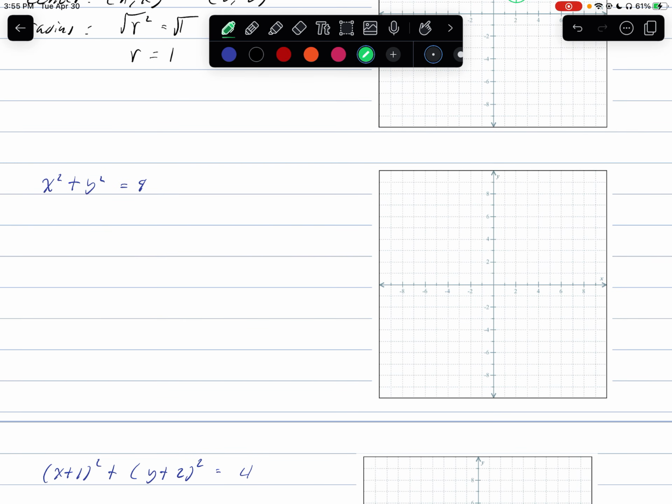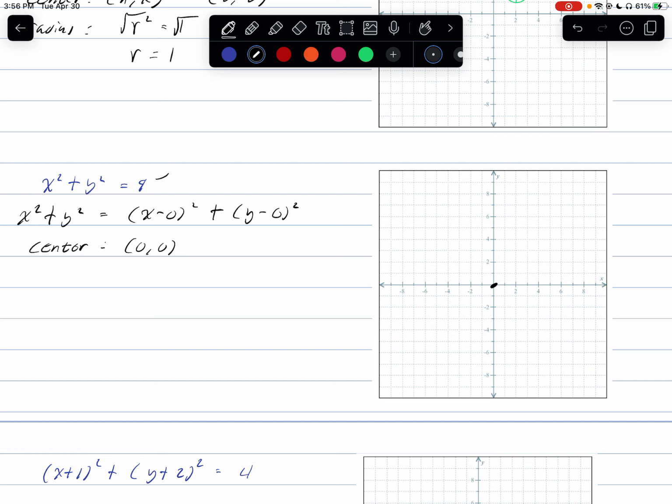How about this one? Here we have x squared plus y squared equals 9. This one might not be as immediately obvious, but there's one little trick. If we want to find the center, we can take x squared plus y squared and rewrite that as (x minus 0) squared plus (y minus 0) squared. Therefore we can say that our center (h, k) is (0, 0). So we don't have to do anything special here. We just have our center right at the origin.